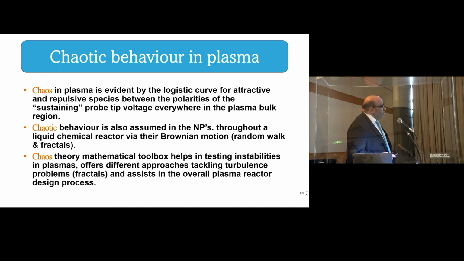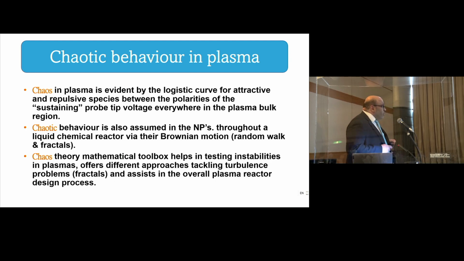And then also, in the nanoparticles that we're going to be introducing in this, if you want to introduce a nanoparticle in your multiphase reactor, that's fine, as long as it's below 1,000 nanometers. You're good. Brownian motion is classified as chaotic. You have both random walk and fractals working for you.